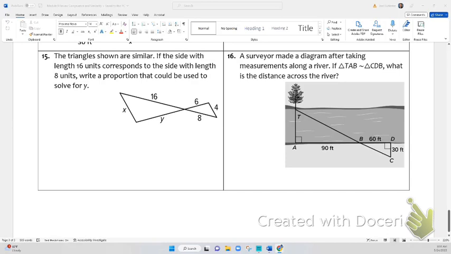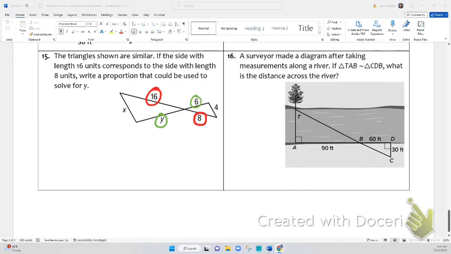Okay, so for number 15, it says the triangles shown are similar. Similar, again, means that it has the same shape, not necessarily the same size. If the side with length 16 corresponds to the side with 8, so I'm going to circle these, 16 goes with 8. And then I'm going to use a different color so you can see. It says, write a proportion that could be used to solve for y. Well, the y is the long one, almost looks like the base, right? And the one that matches with that one is the 6.